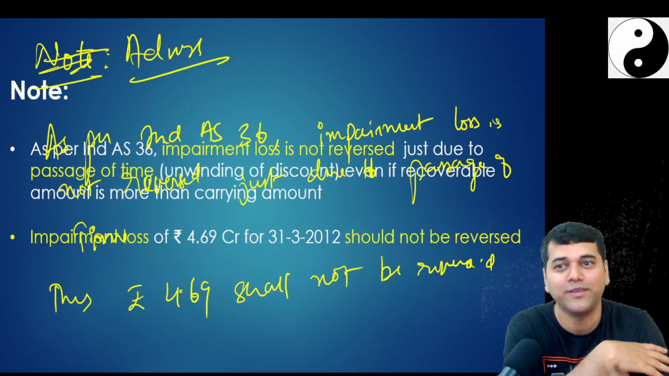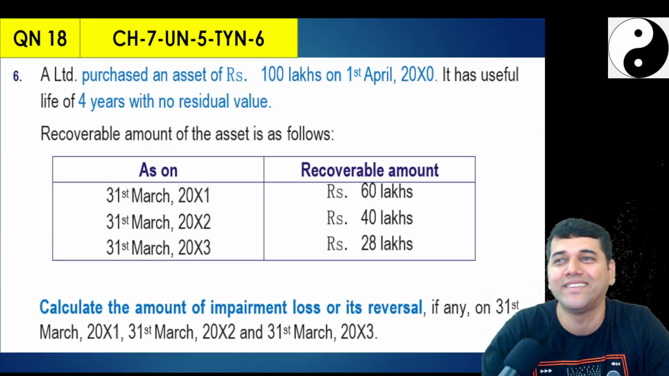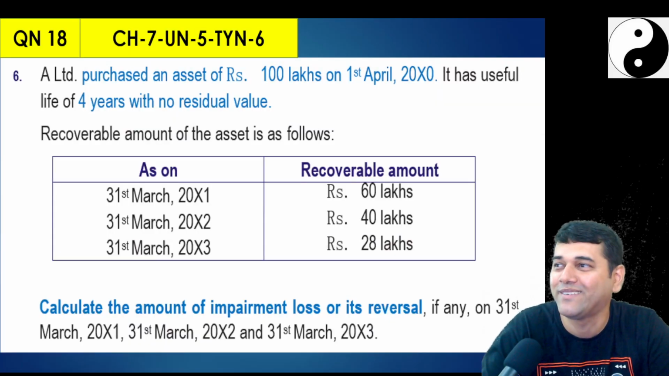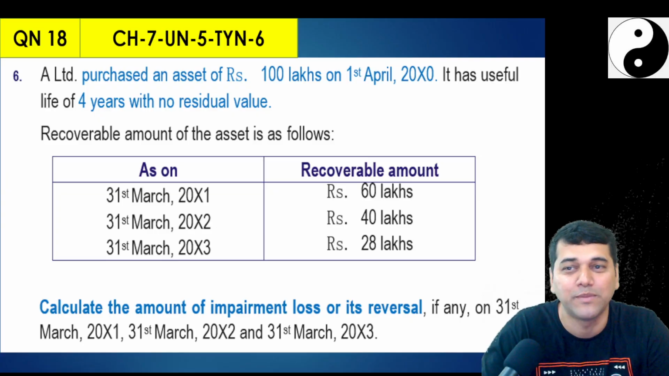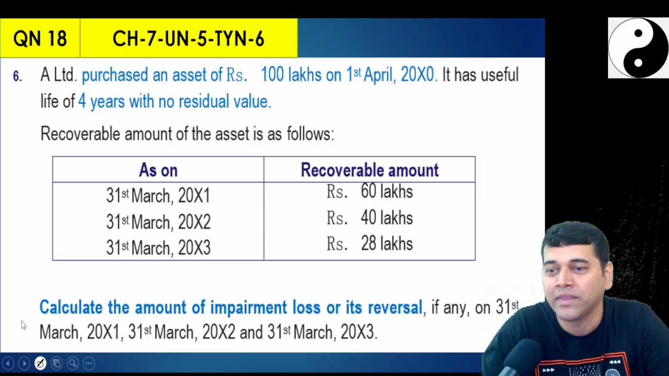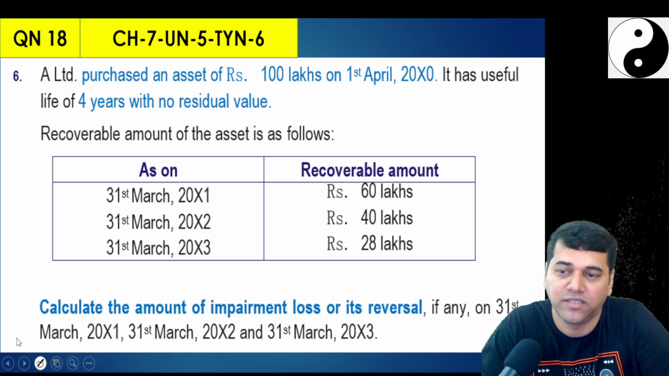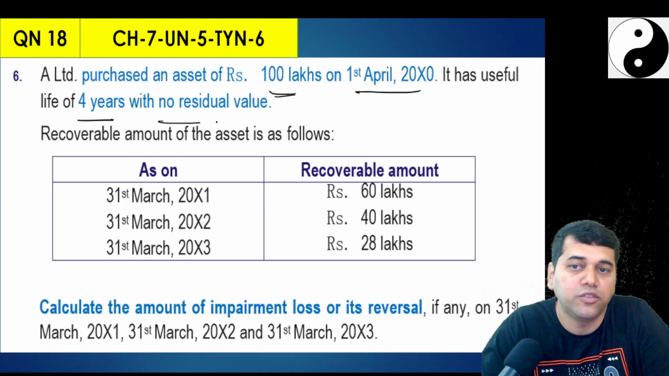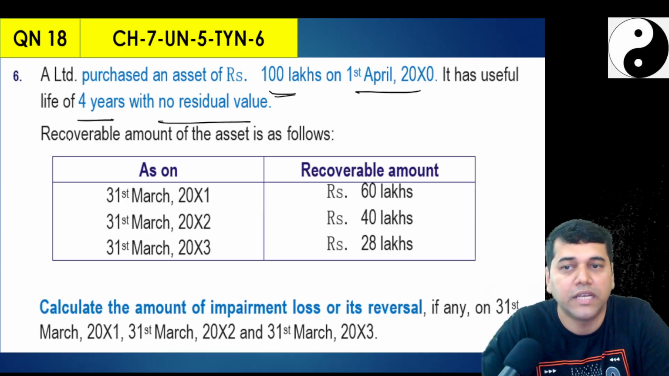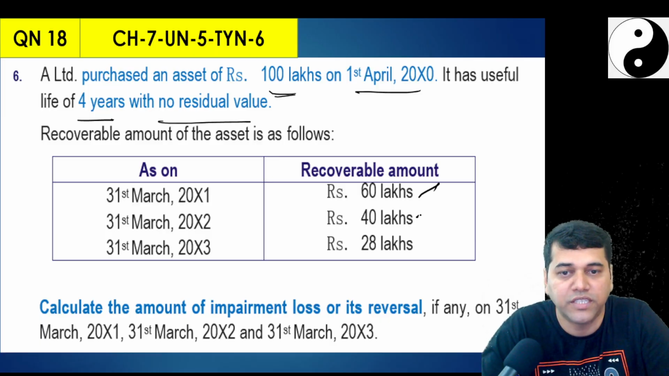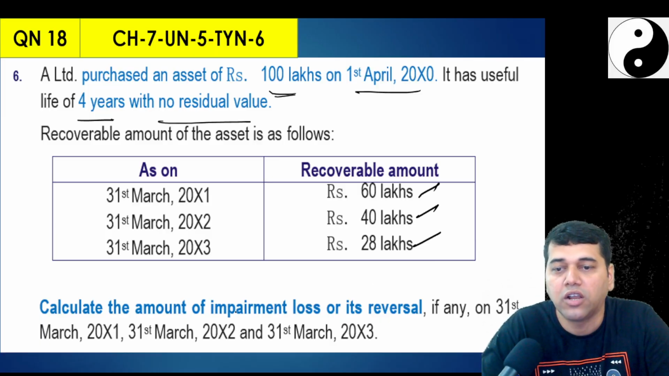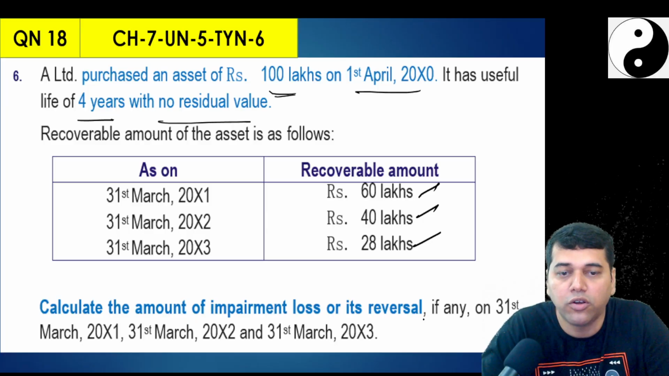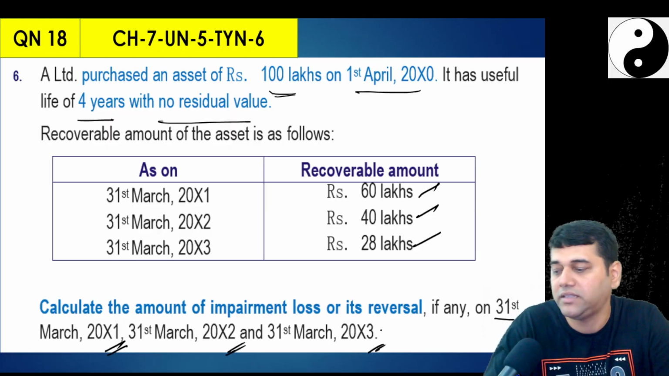Yes, but there are nice mistakes on the book value calculation. Understand your mistakes, note your mistakes. A Limited purchased an asset for 100 lakhs. It has a life of 4 years with no residual value. Recoverable amount they have given you as 60, 40, 28. Calculate the amount of impairment loss or its reversal, if any, on 31st March 2011, 12, 13.